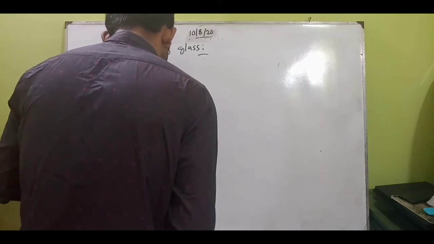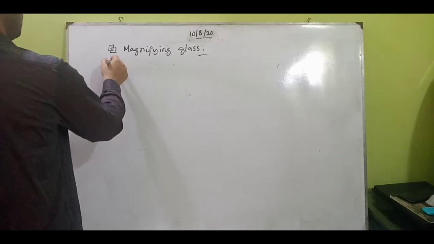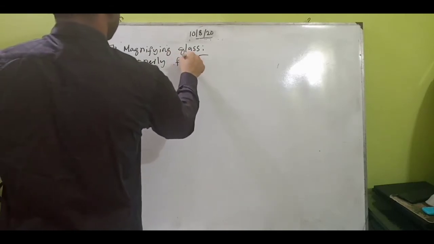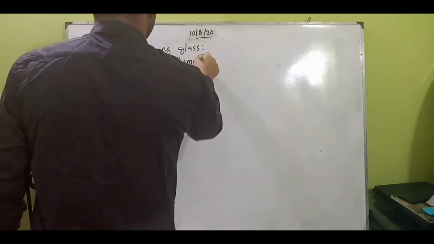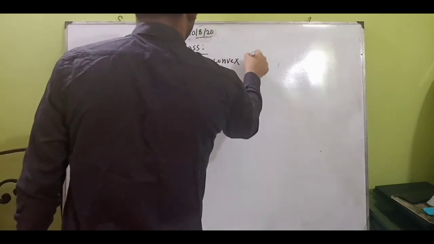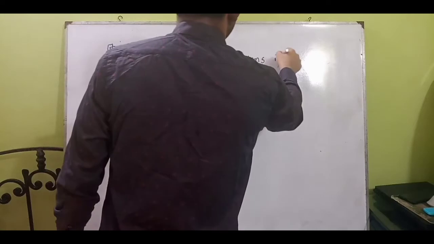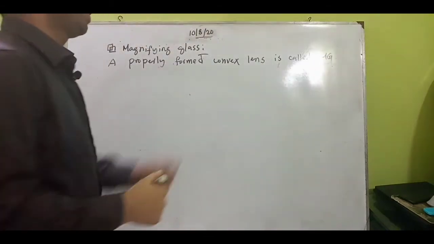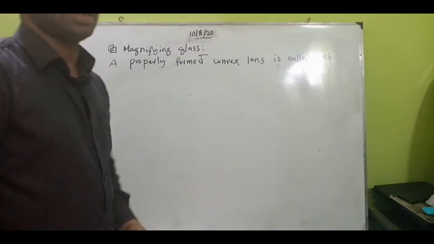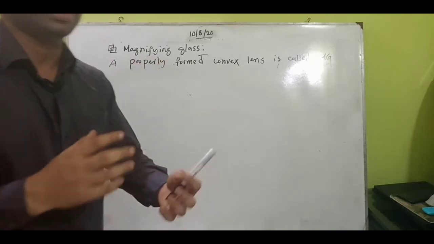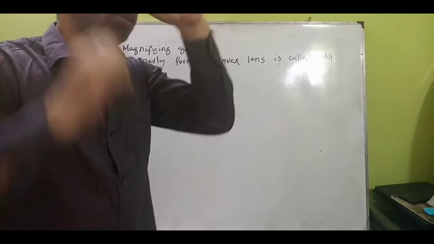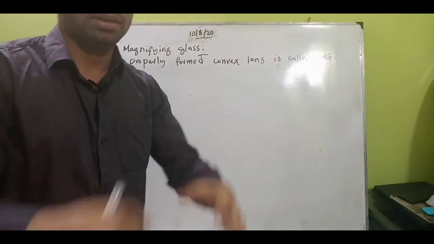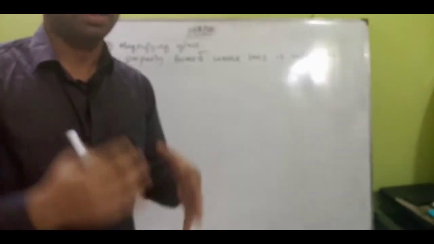A properly formed convex lens is called a magnifying glass. I write the short form; you can write the full form. A properly formed convex lens. Have you seen the convex lens in binoculars? What we see through the convex lens, any image appears greater, larger and nearer.